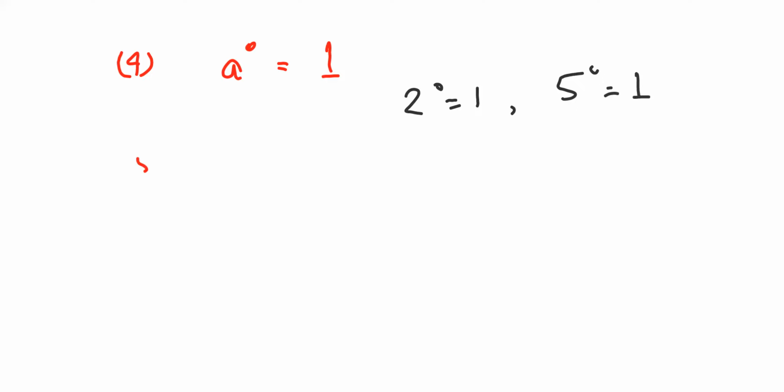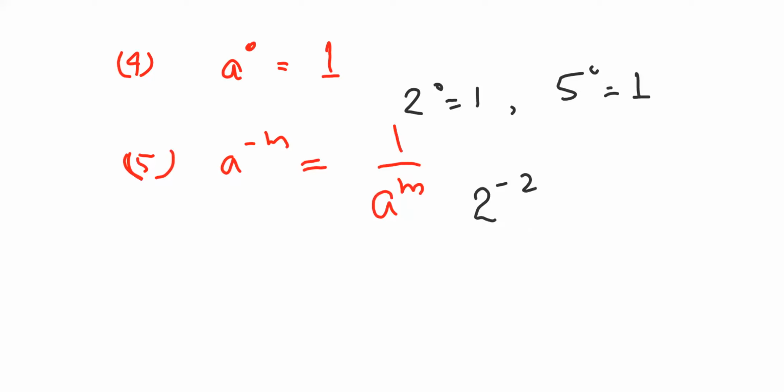And the fifth law of index states that if you have a negative power in your exponent, it can be made positive by bringing it down, which means that this would become 1 over a raised to the power m. And when we're solving given questions, for example, you've got 2 raised to the power minus 2, that would come down and become 2 raised to the power 2, which can be solved as 1 over 4. So this is how you're going to be implementing laws of indices.